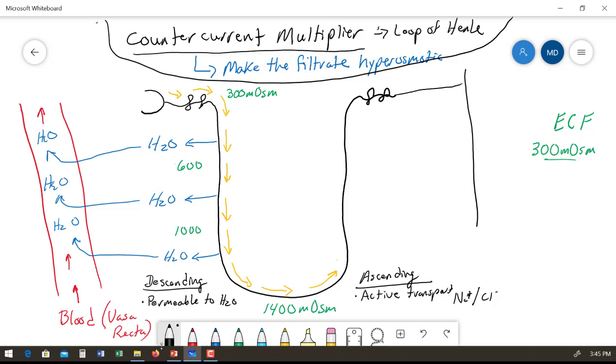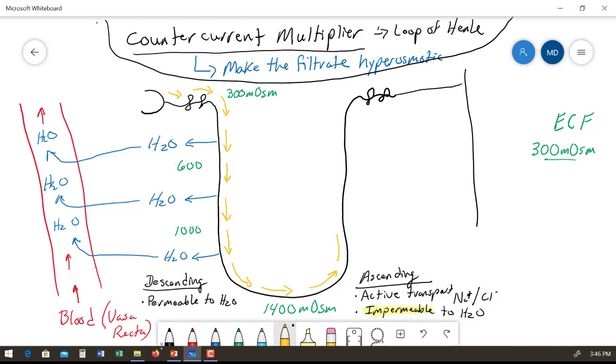Also on the ascending side, there's something a little unique here, which is that this side is impermeable to water. So let me highlight that word, impermeable, meaning that water cannot get out of the filtrate on this side. And that is a very important point. So let me describe what happens here.